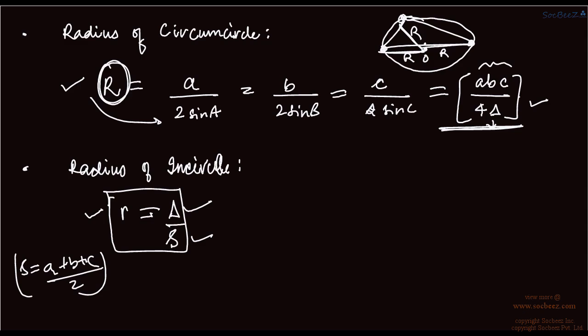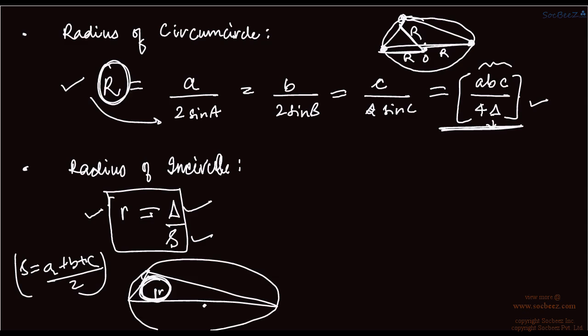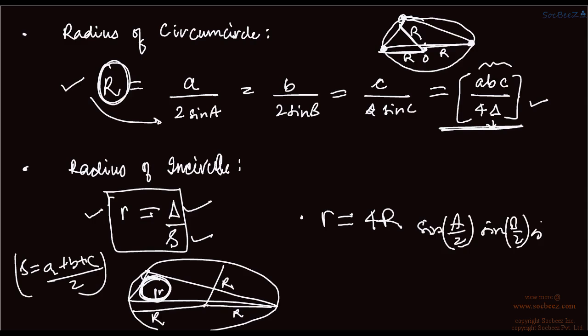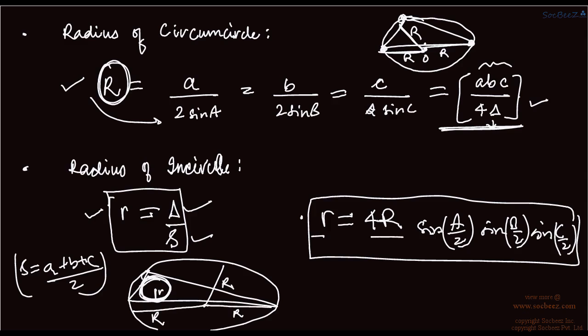So, radius of circumcircle is this, radius of incircle. What will be our incircle in this case? This will be our incircle. This radius is small r, and this radius, which is the big circle's radius, is capital R. Fine. So small r and capital R, we must have a relation between them. There is: r is equal to 4R sine of A by 2, sine of B by 2, sine of C by 2. This is the relation between small r and capital R.